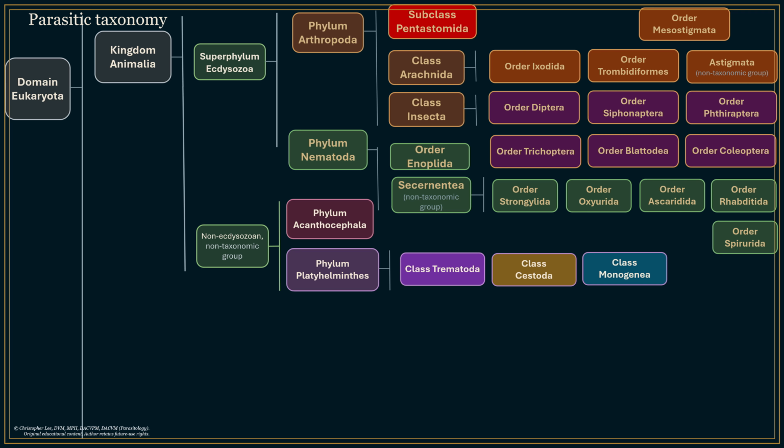Next, we move to worm-like parasites outside of Ecdysozoa: acanthocephalans and platyhelminths. This is where the word helminth can be useful, but also potentially misleading. These organisms may be worm-like and clinically grouped within helminths, but they are not from the same evolutionary branch as nematodes.